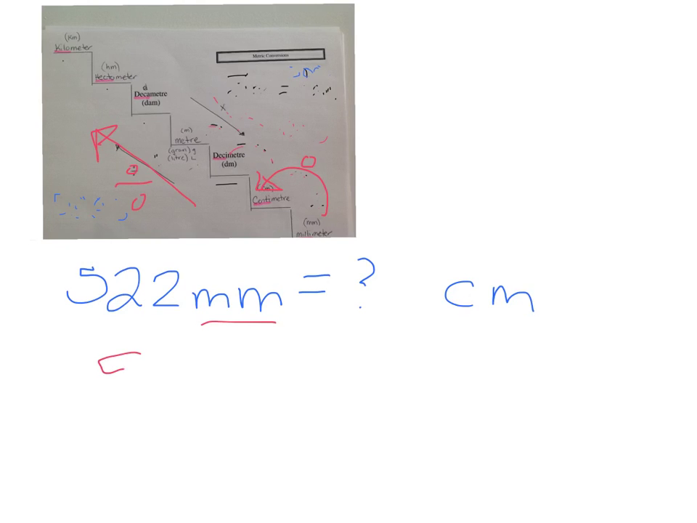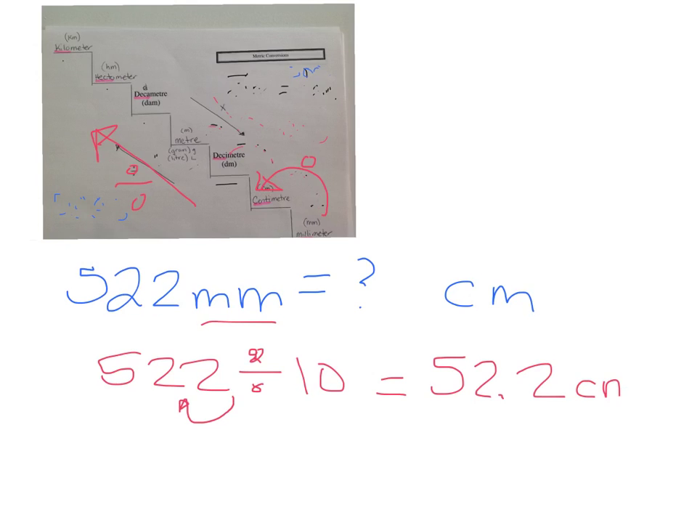We're going to go 522 divided by 10, because our step only had 1 zero. And this is again where we use our mental math and we take that decimal and we're going to move it over once to 52.2, and that's our centimeters.